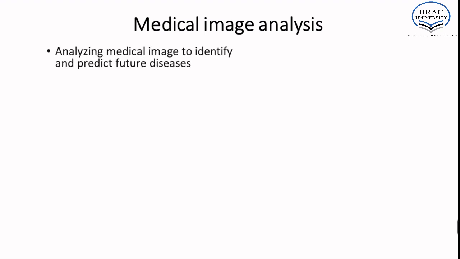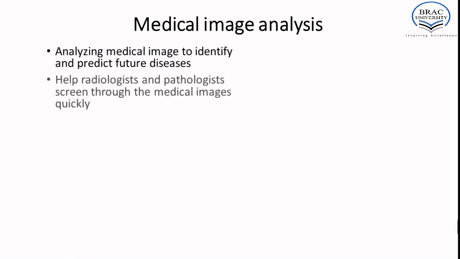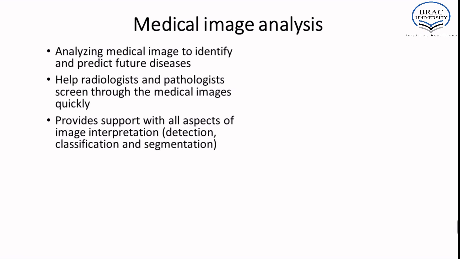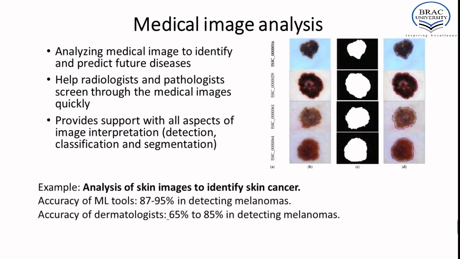Machines can now analyze images and differentiate them thanks to machine learning. It can analyze medical images to identify and predict future diseases. It helps the pathologist and the radiologist to generate medical reports faster by screening through the medical images quickly. It provides additional support for image interpretation, like detection of the disease, classifying it, and segmenting the diseased part of the image. One example of medical imaging is the analysis of skin cancer.